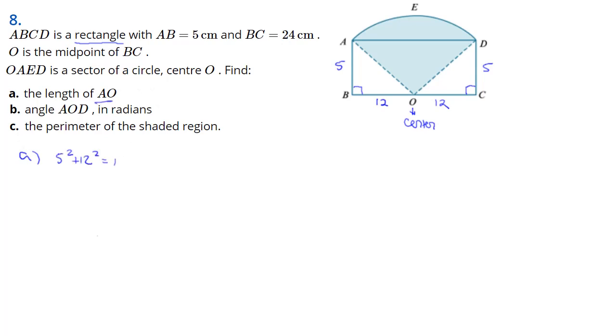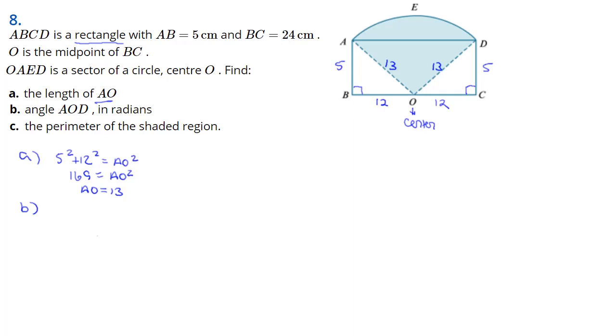Well, that's not too hard because we can use the Pythagorean theorem. 5 squared plus 12 squared is equal to AO squared. 169, the square root of 169 is 13. AO's got to be 13, and by the way, so does OD. So now it says part B, find the angle AOD in radians.